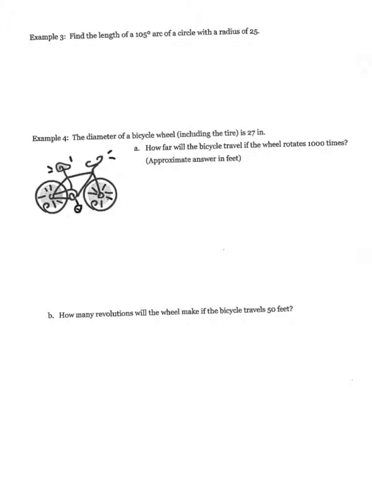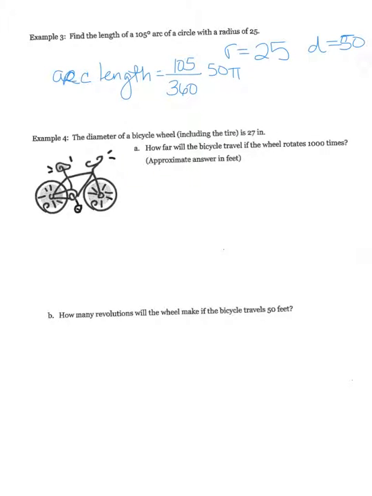Next page. This one is similar to the ones we've already done. We have a radius that is 25, and we have a 105-degree arc. So we would say the arc length would equal 105 over 360 times the diameter, which would be 50. So your circumference would be 50 pi. So let's start to simplify this.